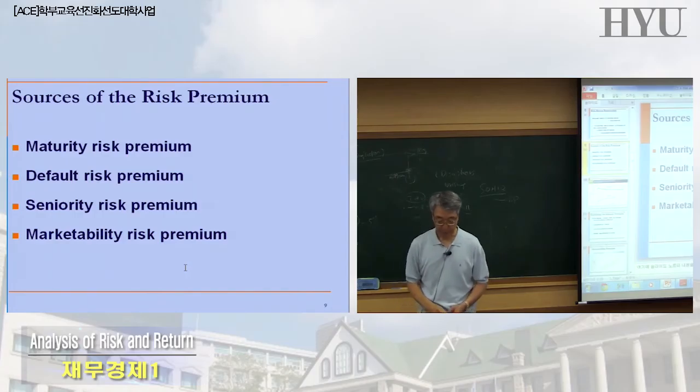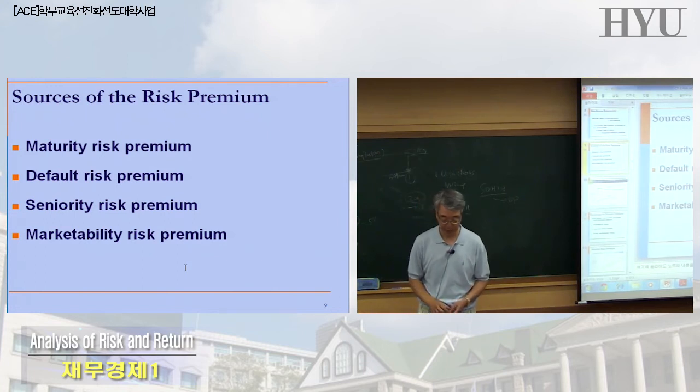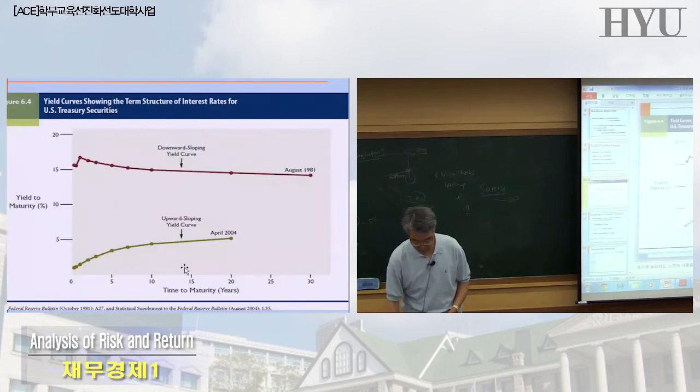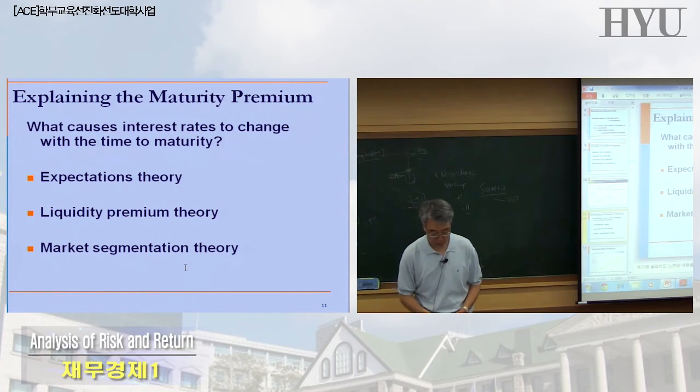All right, so what are the different types of risk premium? We can think about 4 different types of risk premium: maturity, default, seniority, marketability. Let's talk about the maturity premium first.